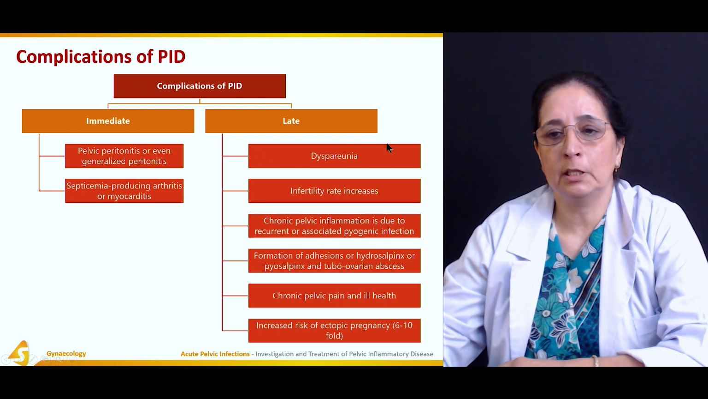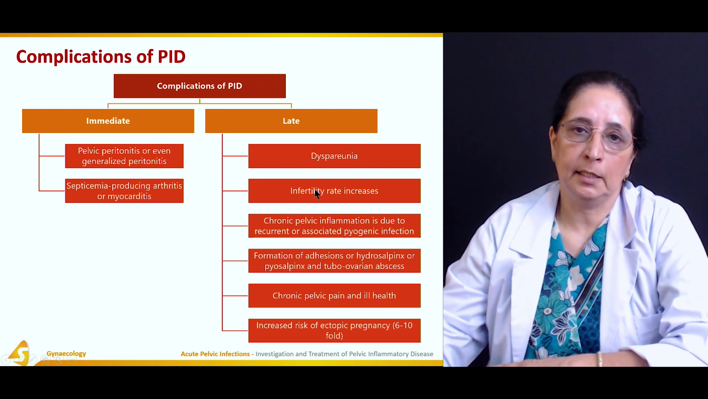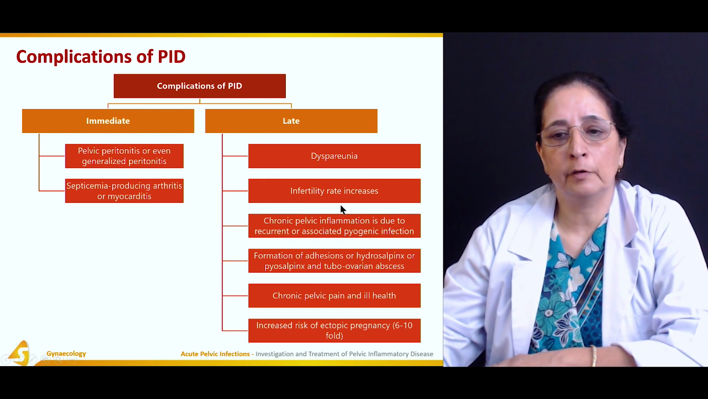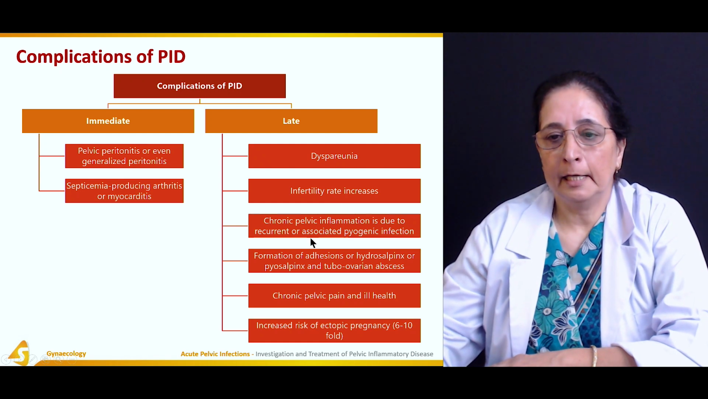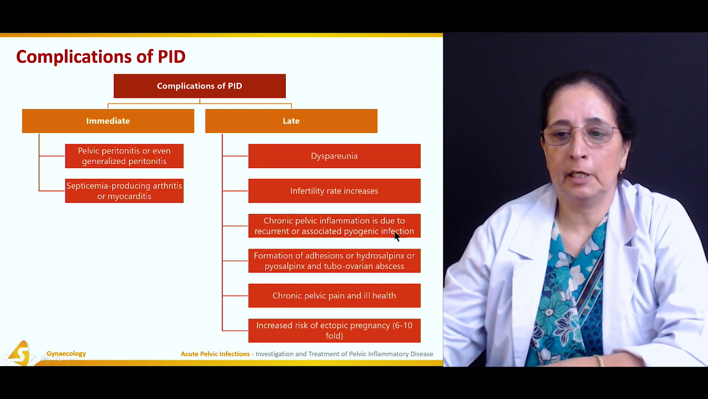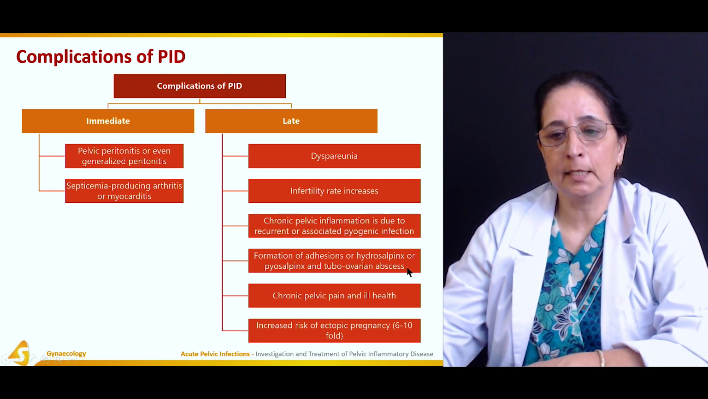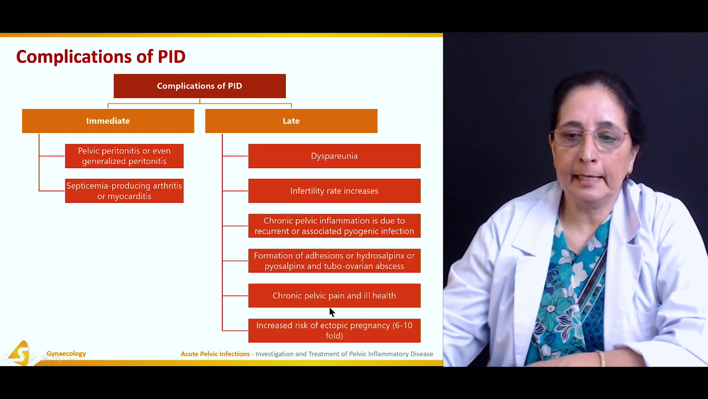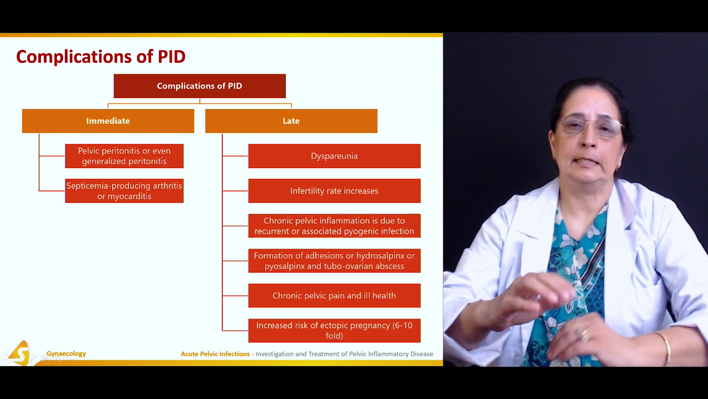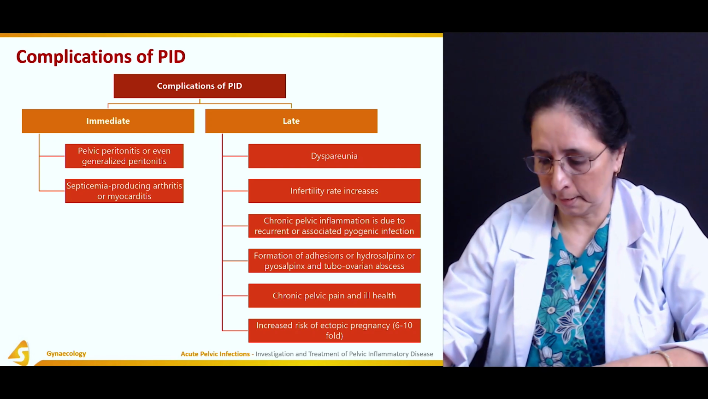Then late complications are dyspareunia, which is painful intercourse. Infertility. Infertility is very, very common in patients with pelvic inflammatory disease. Then chronic pelvic inflammation due to recurrent pyogenic infection is common. Formation of adhesions or hydrosalpinx. Then there is chronic pain and ill health. And there is increased risk of ectopic pregnancy. All these are very common complications of pelvic inflammatory disease.